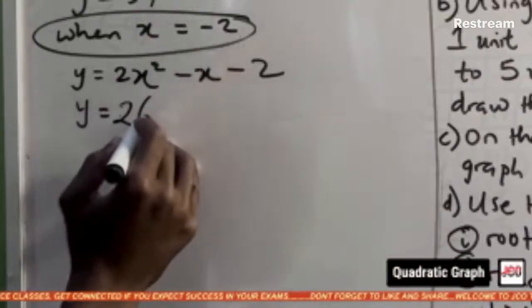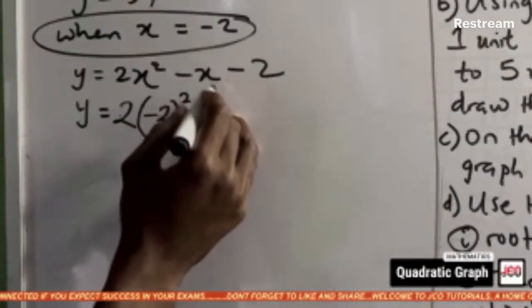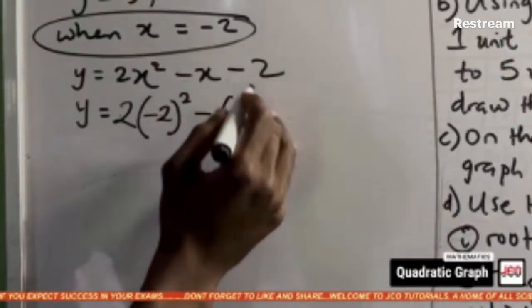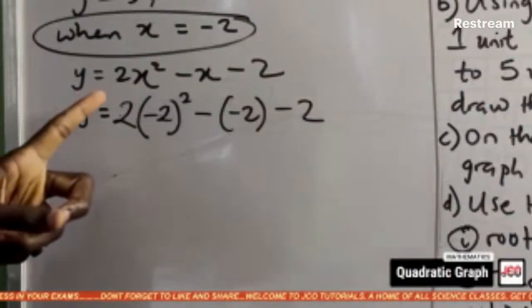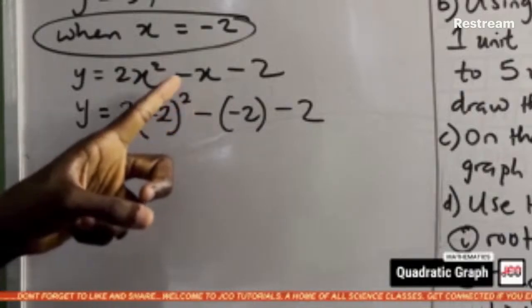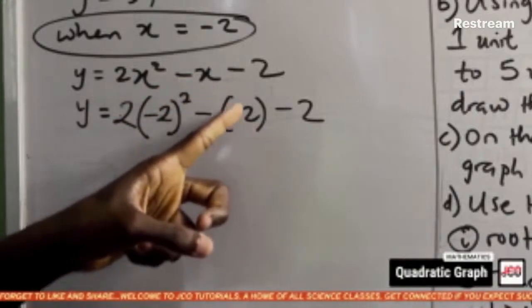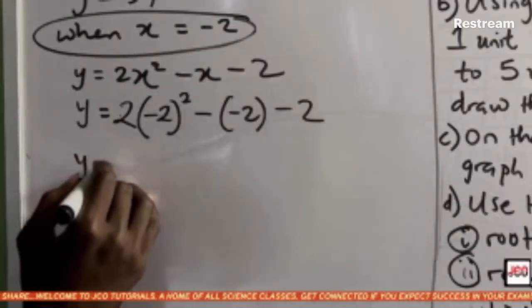Instead of x, I'm going to put what? -2 this time around, squared. Minus your x here, -2. Then -2 remaining. Take note of what I've just done. 2 is here, x is -2. Squared is there. Minus is here, x is -2. Minus is there, 2 is there. Moving on.